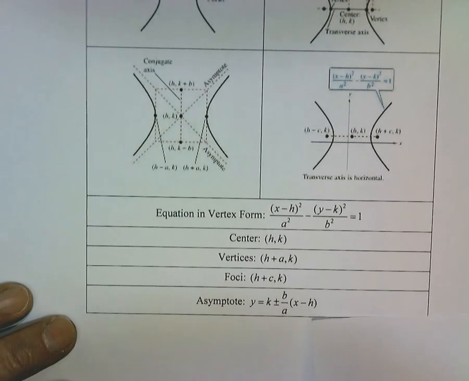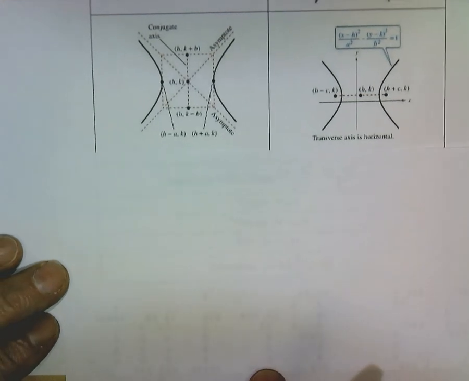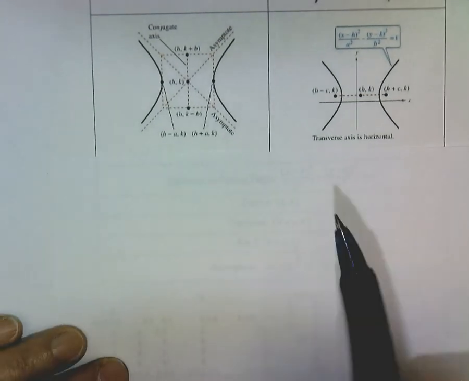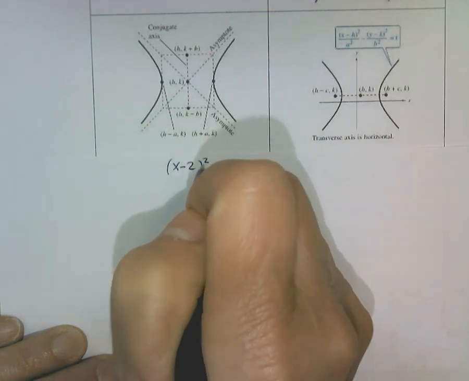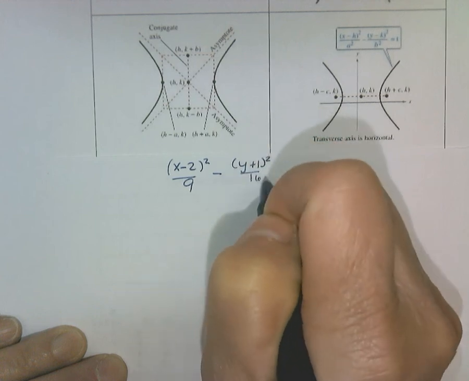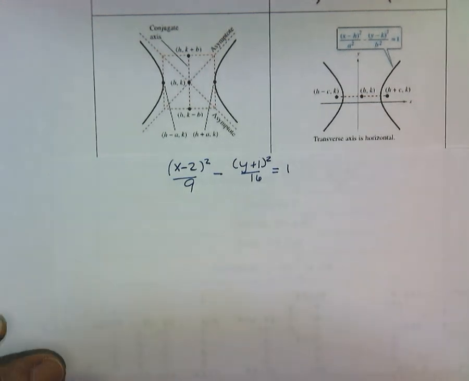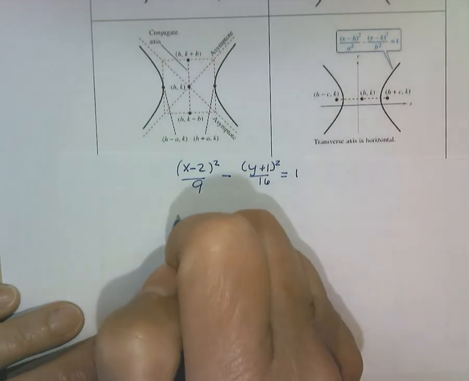So I am going to go through a problem. So my first example is x minus 2 squared over 9 minus y plus 1 squared over 16 equals 1. The difference between a hyperbola and an ellipse is this is going to be a minus sign. That's how you know the difference. It's going to start out the same way. So my center is going to be the point 2, negative 1.